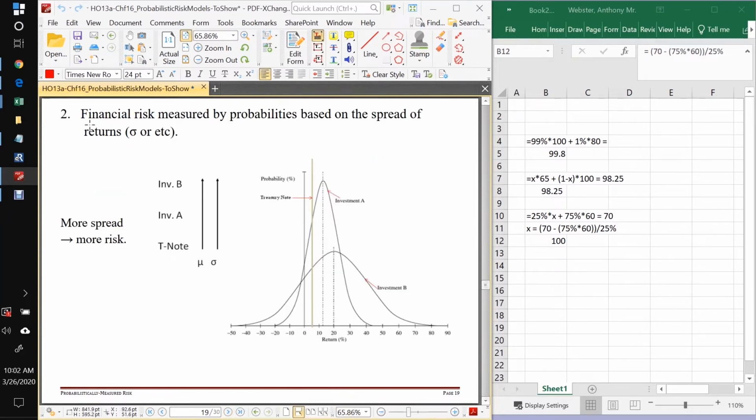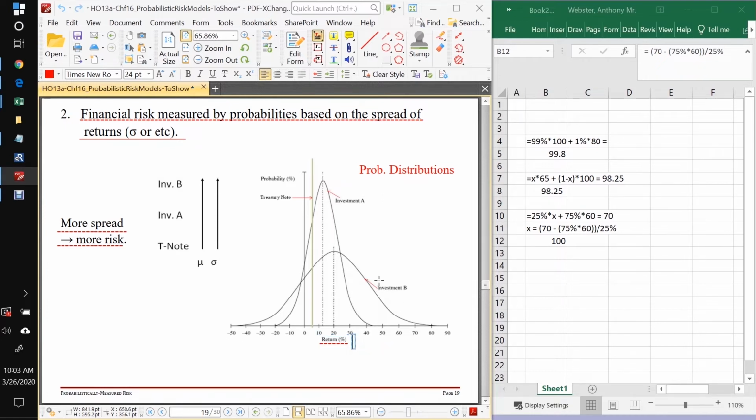And the second thing is we want to think about our risk. Our risk is going to be measured by probabilities based on the spread of our normal distribution of returns. And as we know, more spread is going to give us more risk. I've tried to illustrate that here on this graph where I have three different types of investments. These are probability distributions, and down here on the x-axis I have my return percent.